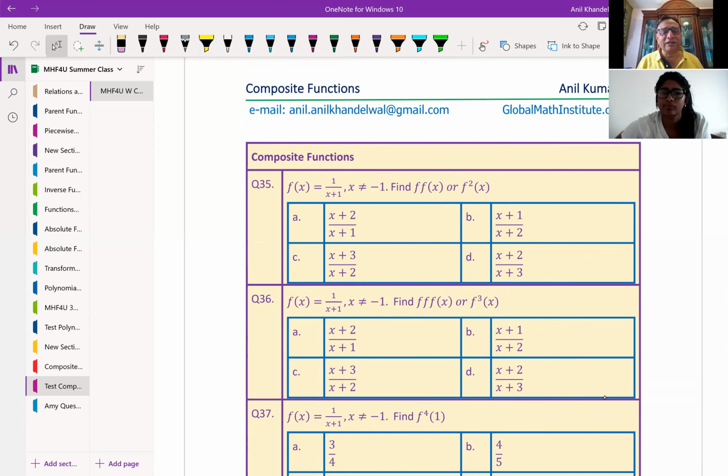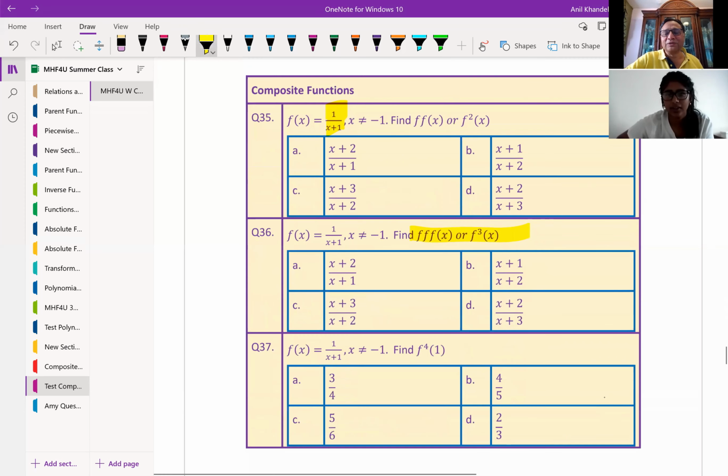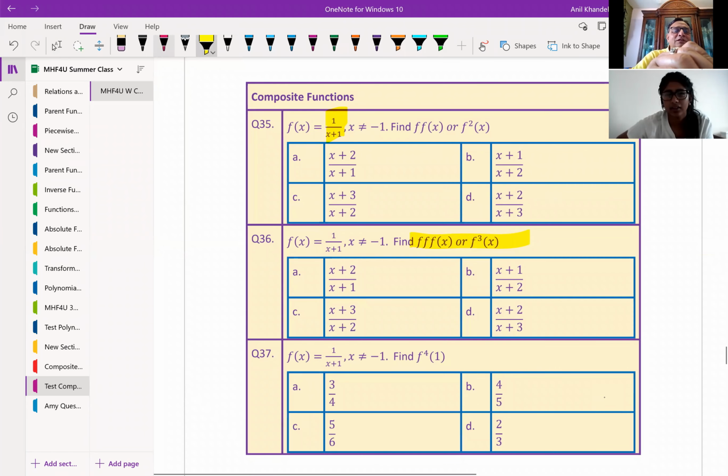So rational functions are very tricky to work with, and as we introduced to you those top concepts of function of a function, this is actually a very good function, 1 over x plus 1. When you find function of this function, you actually get to a general formula. So let me give you the general formula here. You have to figure this out while going through these three questions, correct?